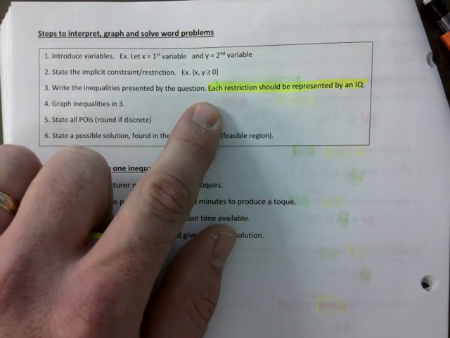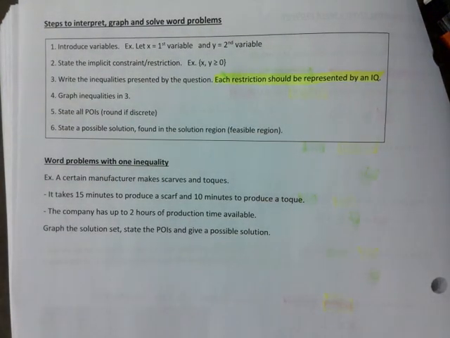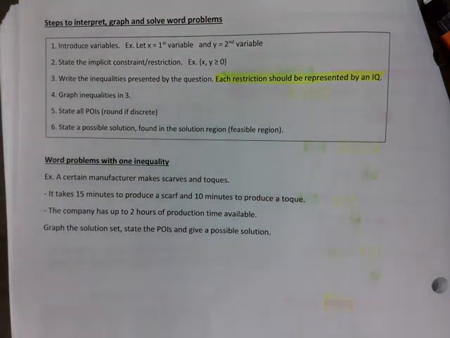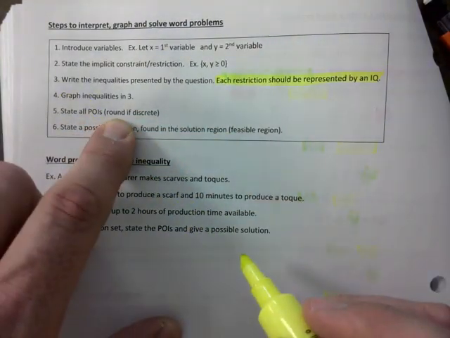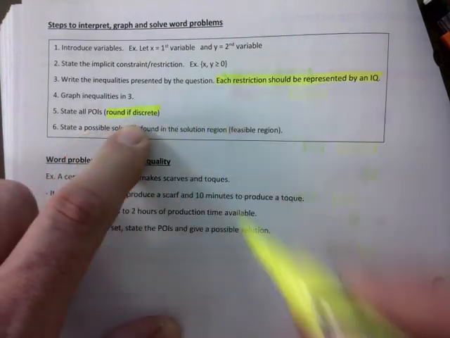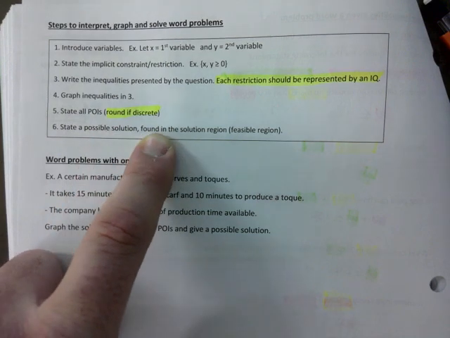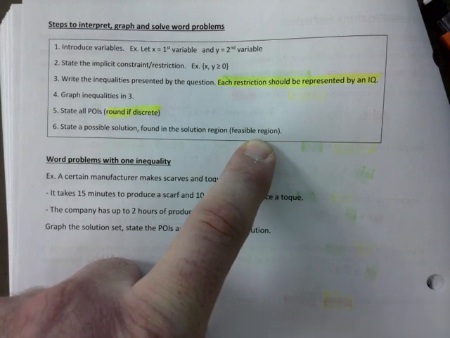So if you see at least or greater than or anything like that, you need to have an inequality that goes with it. Don't just let it be. You're like, I kind of figured it out already with this inequality here. No, every keyword needs to have an inequality with it. Graph, then we graph them, state the POIs, round if discrete. Okay, that's important there. State a possible solution found in the solution region, also known as the feasible region.